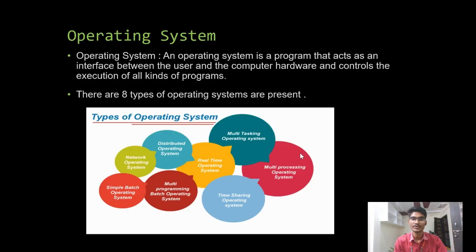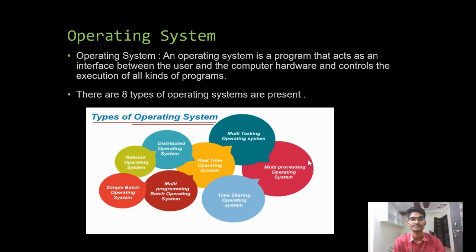Let's see what is an operating system. An operating system is a program that acts as an interface between the user and the computer hardware and controls the execution of all kinds of operations. Which means that an operating system is software that helps us to interact with the hardware of a system, like mouse, keyboard, printer, etc. And it sends controls or commands to perform the operation based on our requirements.